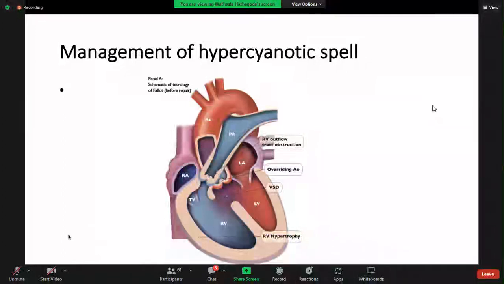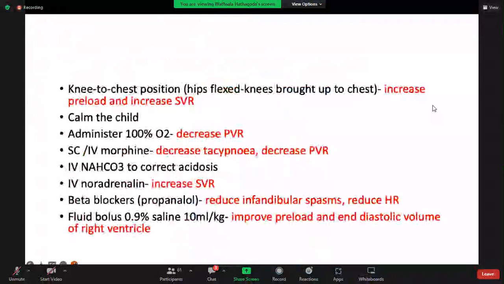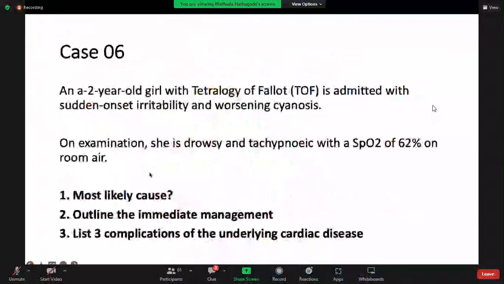Is it clear, or do you want me to tell this again, or any area you want to clarify? Clear, madam. All right. So as you can see, it's an episode of hypercyanotic spell, and then you know the immediate management. So the next question.